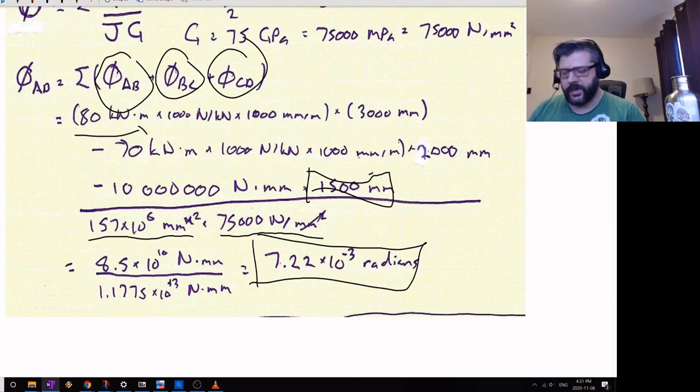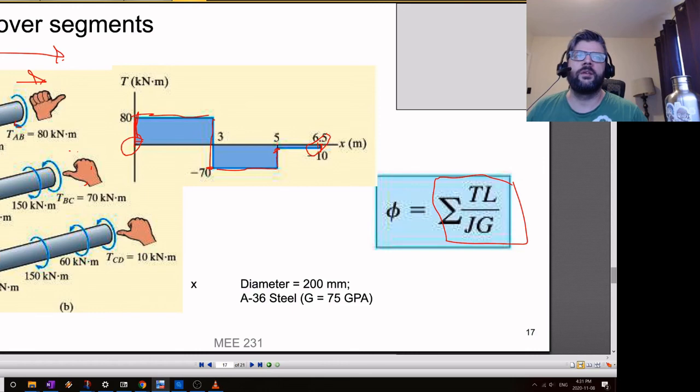If you want that in terms of degrees, we're looking at 0.41 degrees. Again, I'd like to emphasize here that some of those twists will be canceled out. All the positive twisting happens in this 80 kilonewton meter section, and then some of that twist gets reverted after the fact in the other sections.